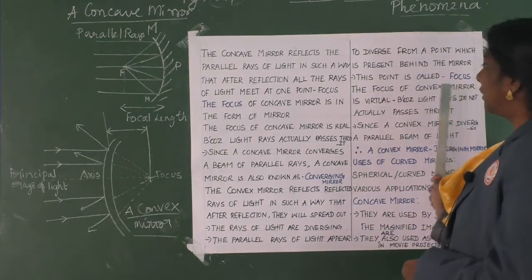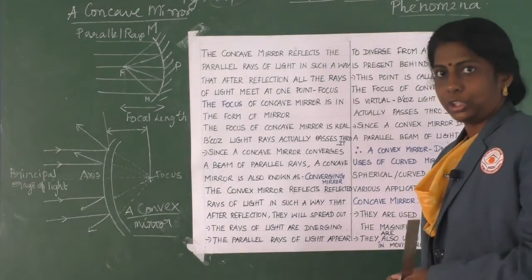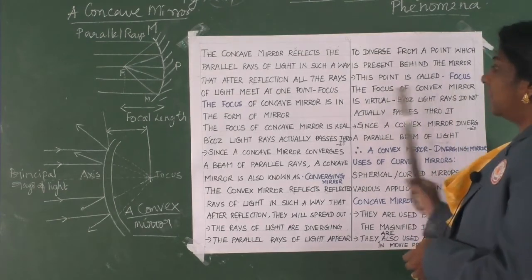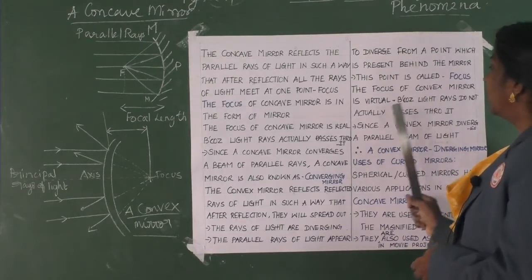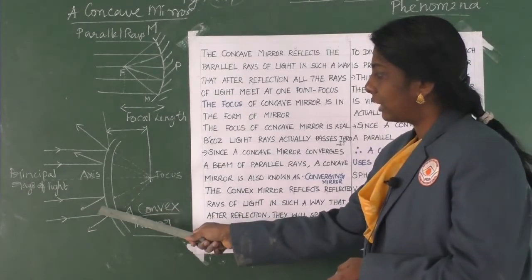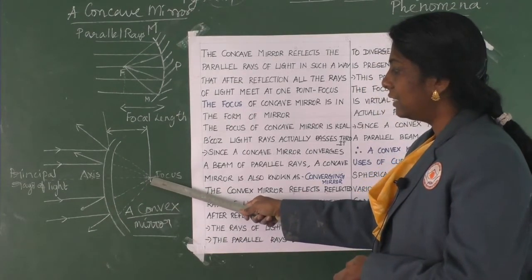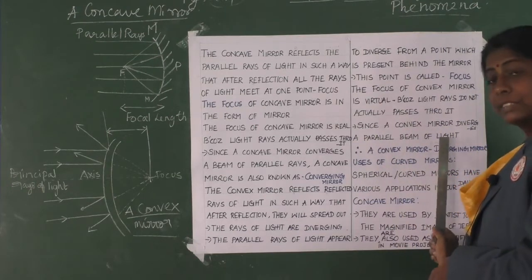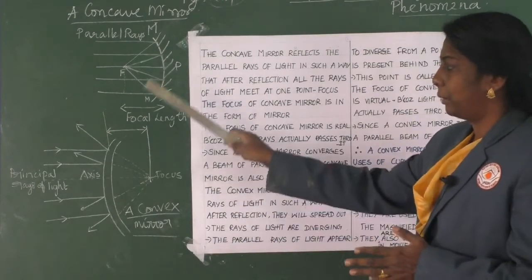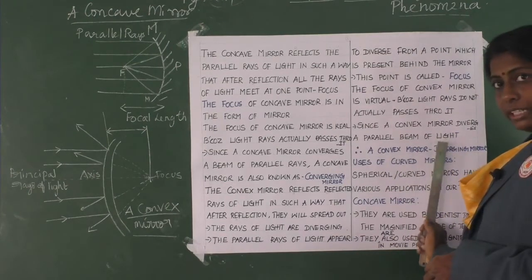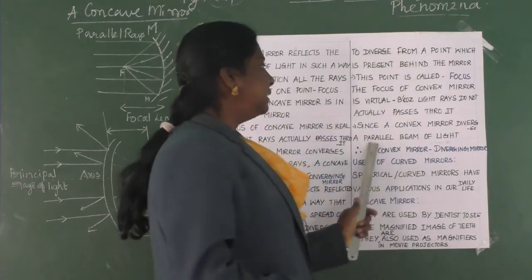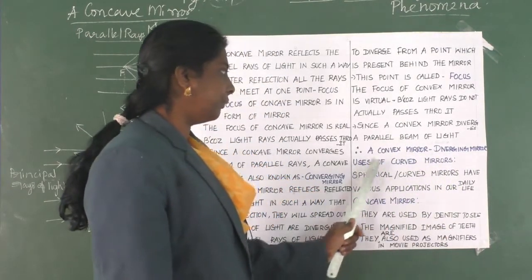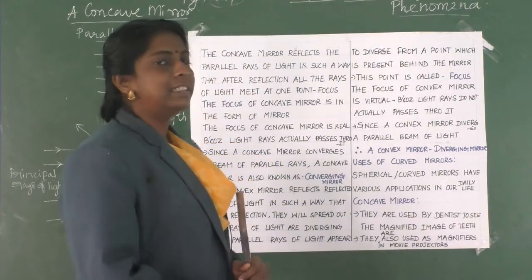The focus of convex mirror is virtual. What do you mean by the word virtual? It's not exactly real, it's almost similar. The focus of convex mirror is virtual because light rays do not actually pass through it. Here it has been extended, the angle, and this point is said to be the focus. Since a convex mirror diverges a parallel beam of light, it is also known as diverging mirror. Clear?